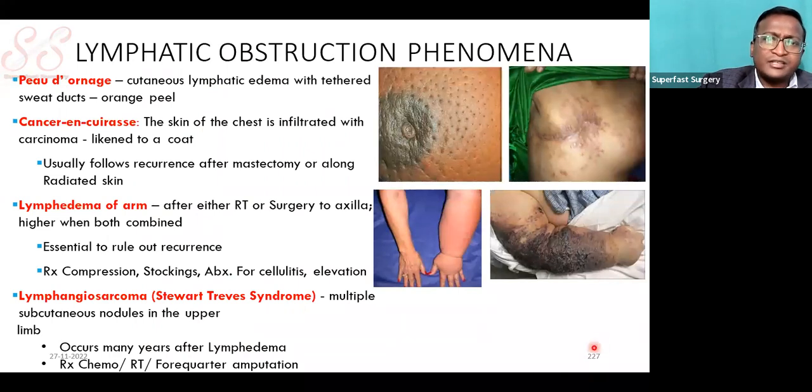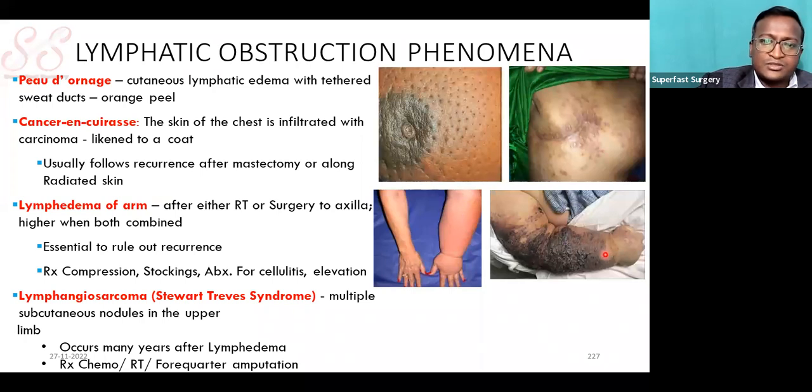So this is how lymphatic obstruction can appear in case of breast cancer. This is the simplest form of lymphatic obstruction, that is peau d'orange. Then comes cancer en cuirasse, where the chest wall is infiltrated with carcinoma like a cuirass. And this is lymphedema of the arm. You can see the left hand swollen like an elephant leg.